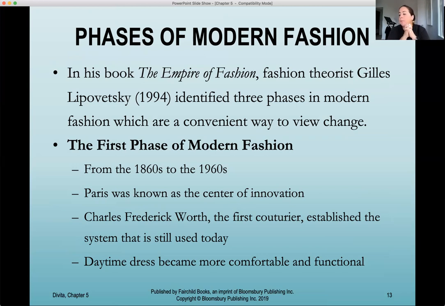Charles Frederick Worth, the first couturier, established a system that is still used today, very important. And the daytime dress became more comfortable and functioned throughout this phase. So it started as a very intricate, very layered, and very uncomfortable thing for women. And into the 60s, it became something that was loose fitting, short, easy to move in, breathable, and that came in a lot of different fun textures and colors.